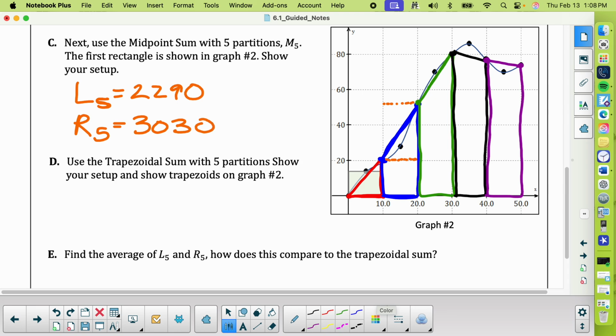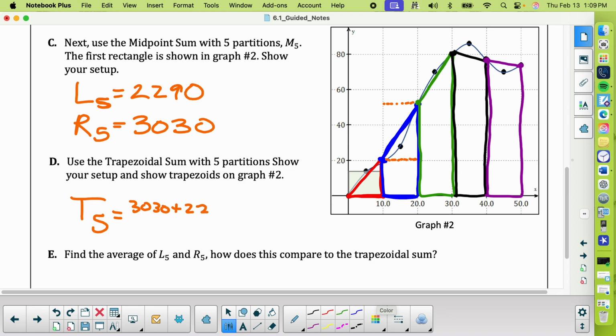If you know both of these, the trapezoid method is the exact average of these two. So the trapezoid, if you know these two answers, this is a million times easier. So you would just add them, divide by 2.